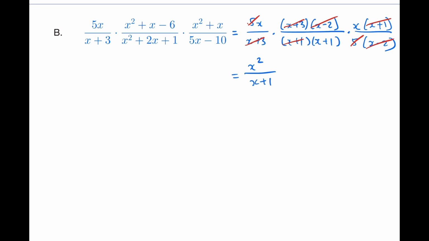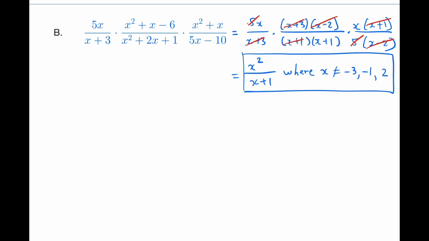Now the last step is to specify the domain, or what x cannot equal. So we would say that x does not equal -3, right? So this makes it 0, -1, and 2. So we'd say x does not equal -3, -1, and 2. And that would be our answer for this example.